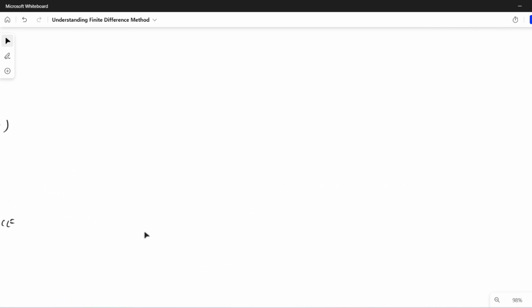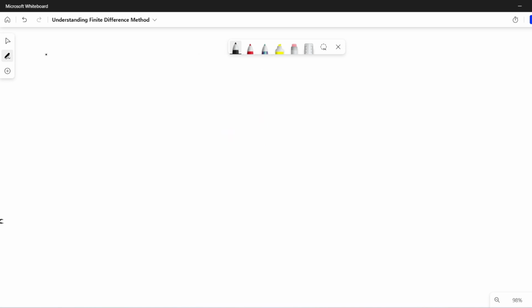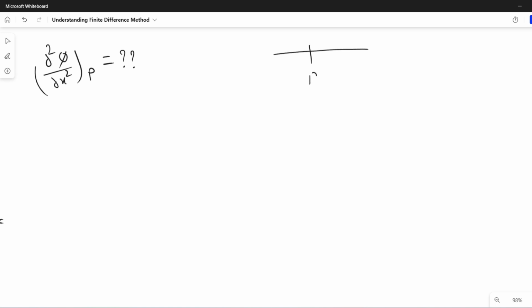Now we will be finding out the values of ∂²φ/∂x². The aim is to find ∂²φ/∂x² at point P. So how we will be doing it is that this is the unknown. Now again, this is my point P, this is my point E, and this is my point W.